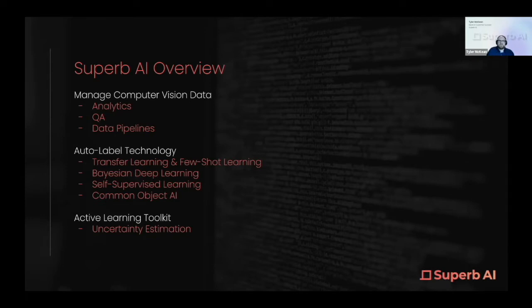Auto-label technology is built on a handful of machine learning paradigms, including transfer learning, few-shot learning, supervised learning, and also leverages other machine learning techniques to assist with uncertainty estimation and active learning. Our CAL not only labels your data automatically, but also picks out the hard examples that are the most valuable for model training, thereby enabling our active learning workflow.